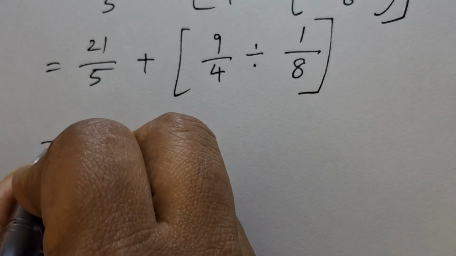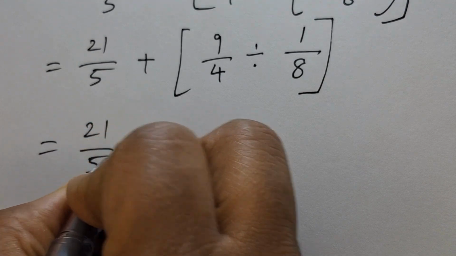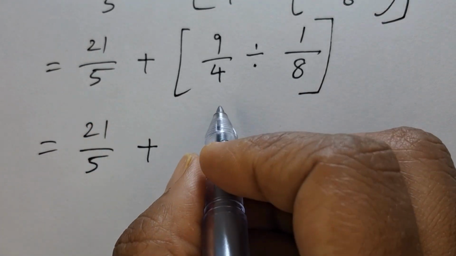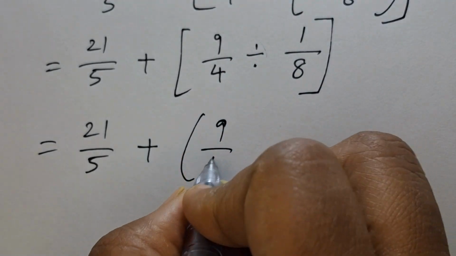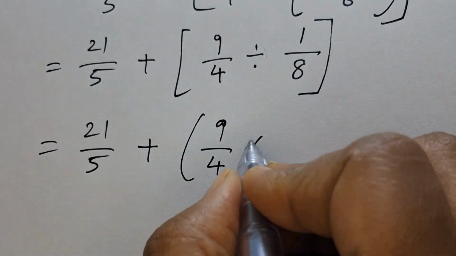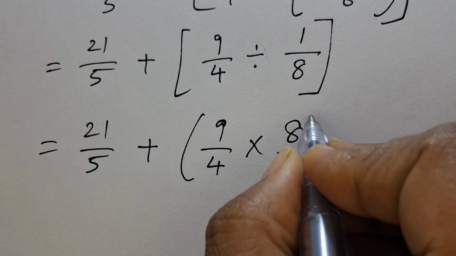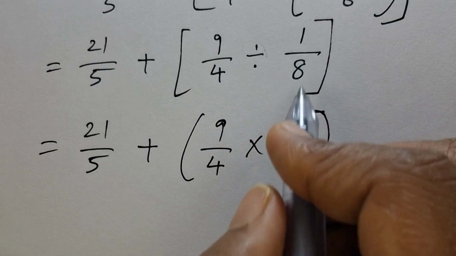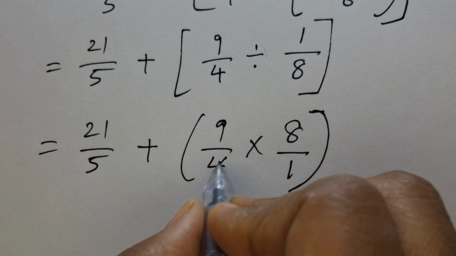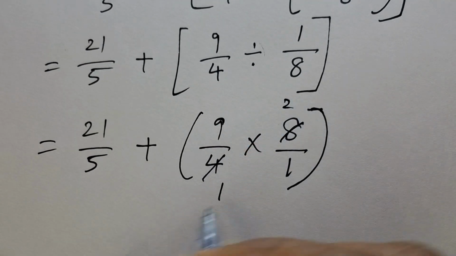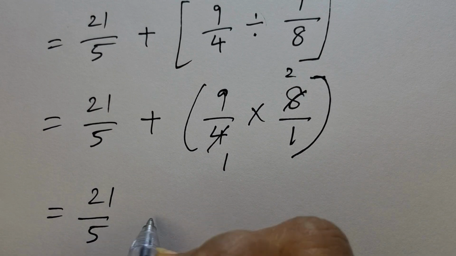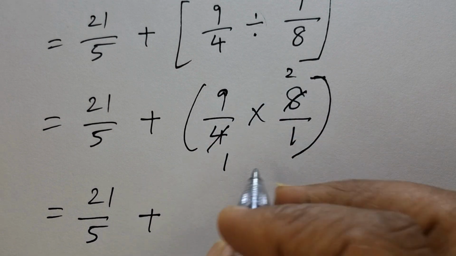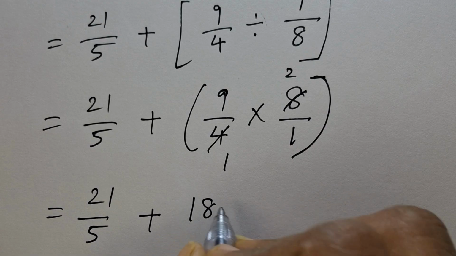So the next step is 21 by 5 plus 9 by 4. Here we have to convert division into multiplication, so we take the reciprocal, so 8 by 1. Here we can cancel 4 1s are and 4 2s are 8. So 9 into 2, that is 18. So 21 by 5 plus 18.